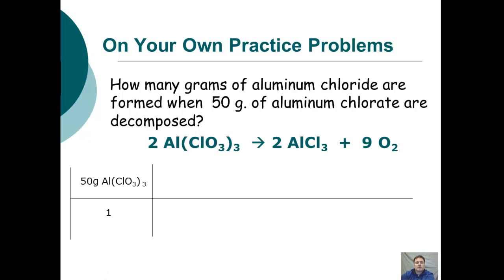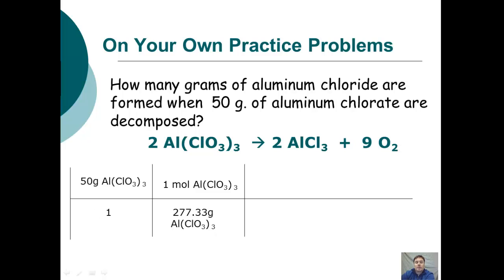So let's start with what we know. 50 grams of aluminum chlorate. Now we've got to go from grams of known to moles of known. So 1 mole of aluminum chlorate is 277.33 grams. This is where rounding becomes really important. If you don't round correctly, as I've taught you all year, this number is going to be off and you're going to throw your answer off.